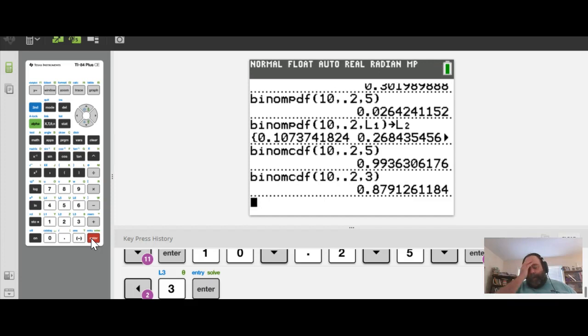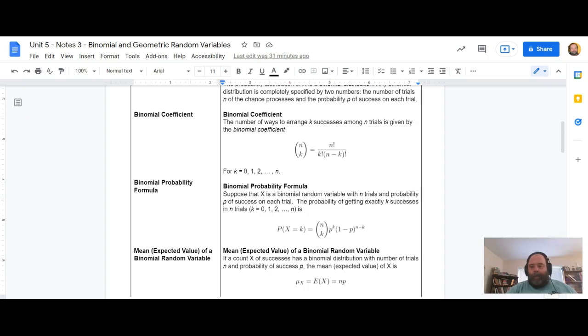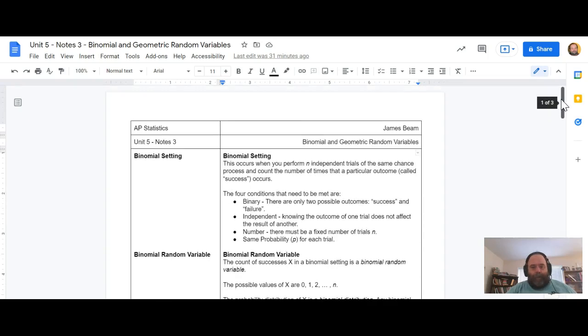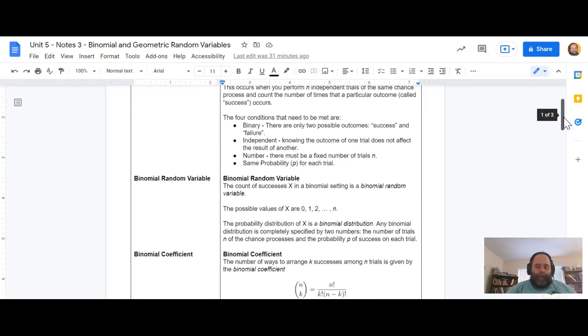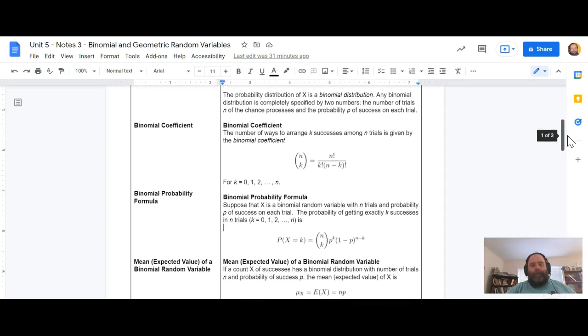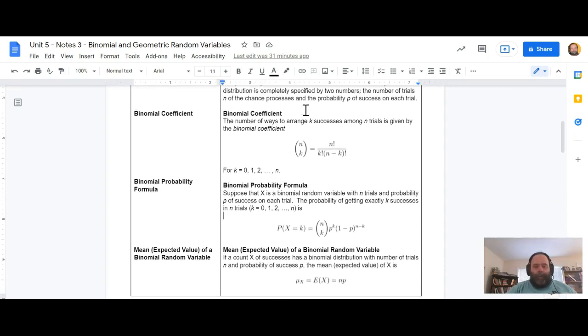So the probability of getting 3 or less correct is actually 87.9%. So this is not really easy to get many correct on our multiple choice test here, right? All right, so kind of looking at our notes here, we've defined what the binomial setting is, what a binomial random variable is. We've kind of worked our way around this binomial coefficient and binomial probability formula.